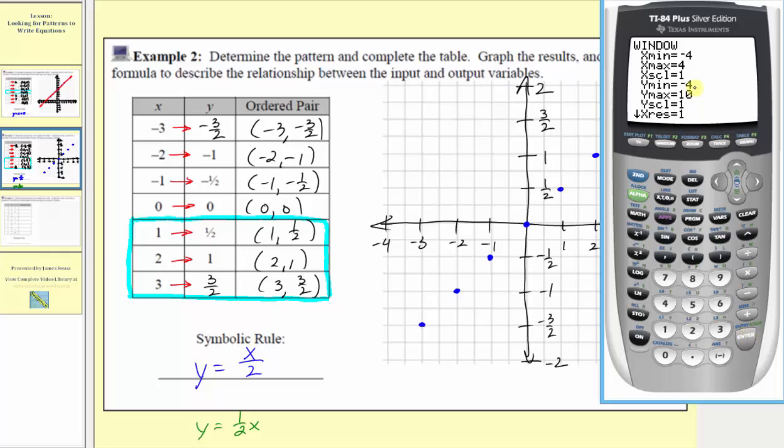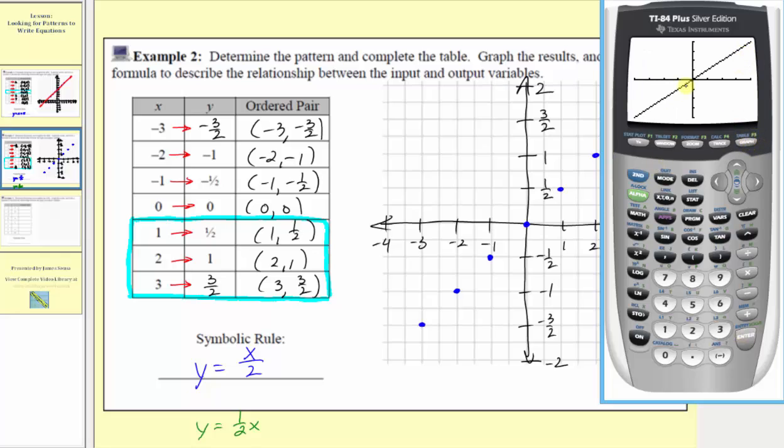Go down to y min and y max. The y min on our vertical axis is negative 2, and the max is positive 2. So negative 2, enter, positive 2, enter. Ours is scaled by halves, so let's enter 1 half here, enter. And now let's go ahead and press graph.